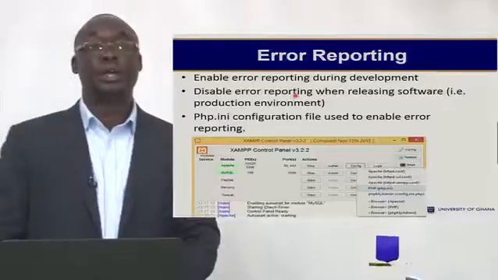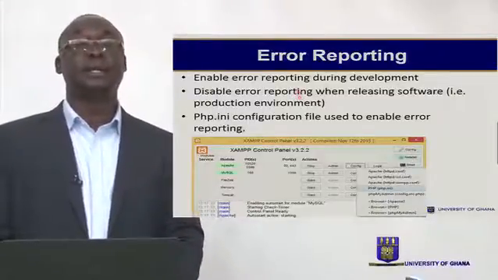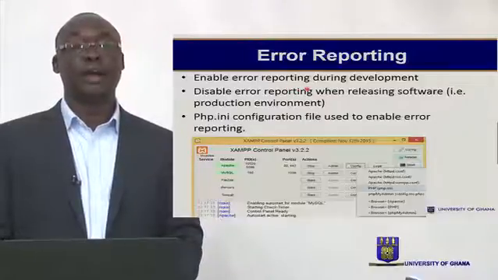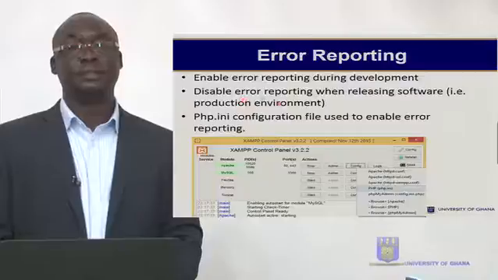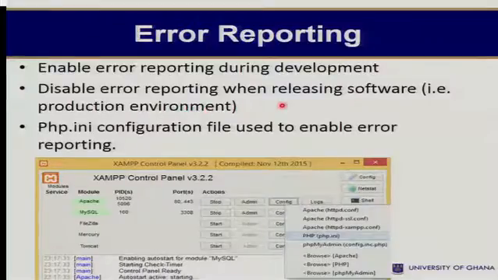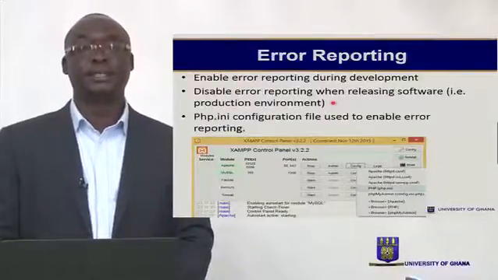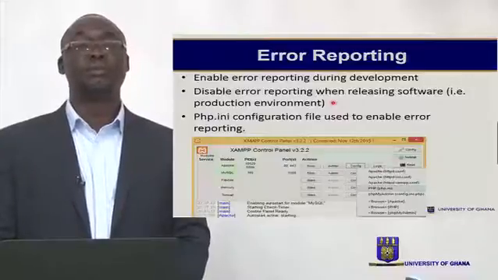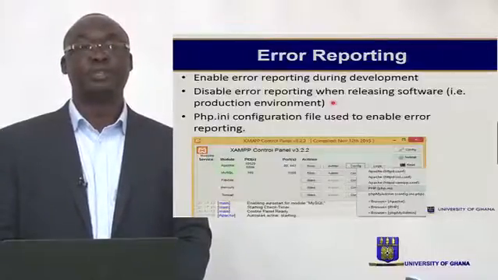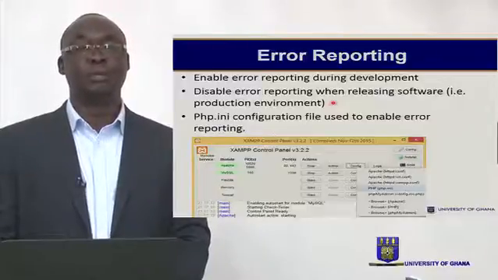We also need to enable error reporting during development, but you have to try and avoid doing that when you are releasing the software, because you don't want clients of your software to be seeing errors that they are not supposed to see. It can sometimes be annoying. At the same time, if your application is connecting to a database backend, you are definitely telling hackers the structure of your application, and they can easily get into your system. So always remember, when you are going into production, make sure that you don't enable error reporting.